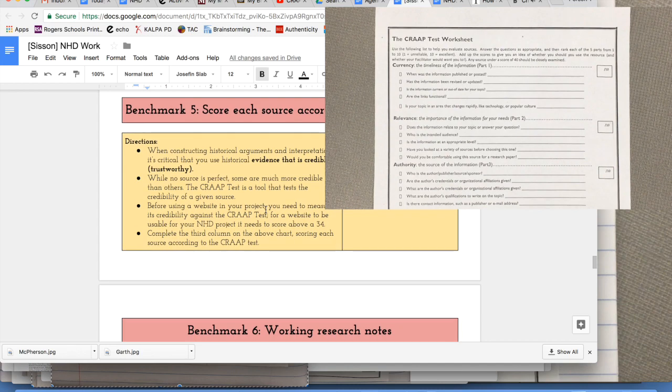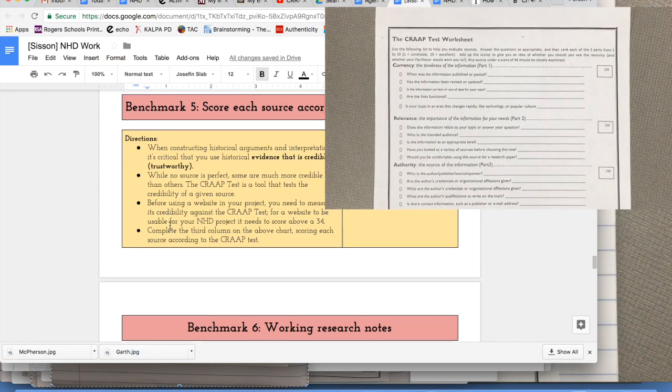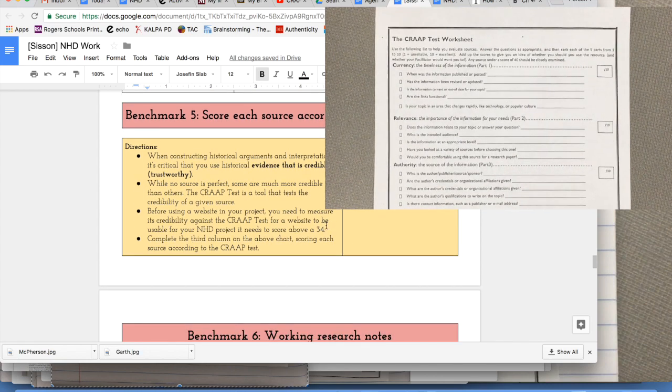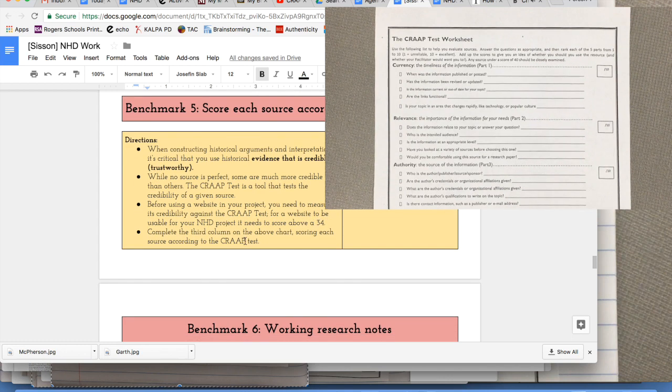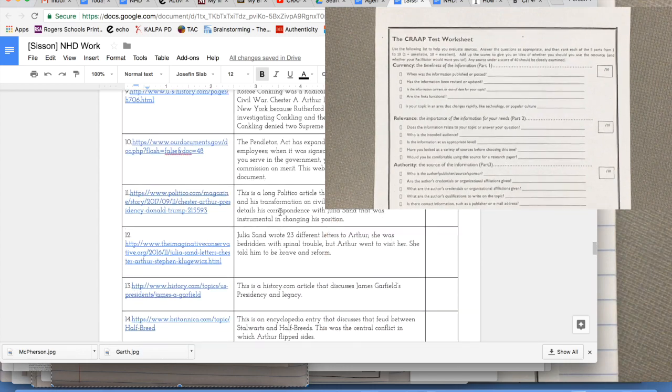Now that you have a list of your websites, I'm going to show you what it looks like to work through these and to give them a CRAAP test score. And we're shooting for something that's over a 34. First thing you need to know is this is not a perfect process. And so you're using your judgment on some of these ratings that you give.